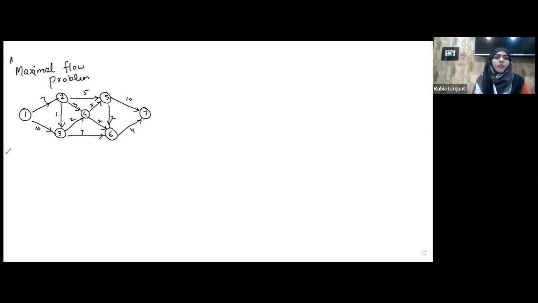So this is a graph. We want to find the flow from 1 to 7. So S is the source and 7 is the sink. Source means where every edge is outgoing. From 7 and 10, these are outgoing edges from vertex 1. So this is the source, and the vertex where every edge enters will be the sink.